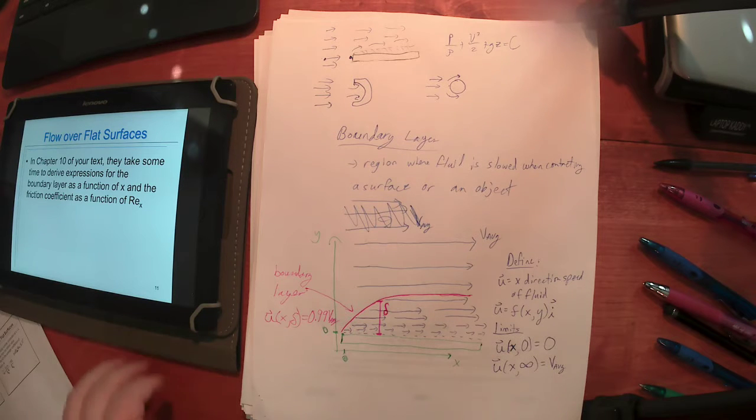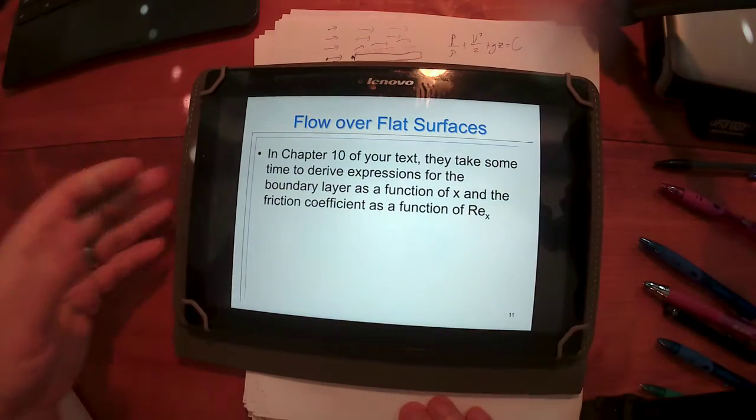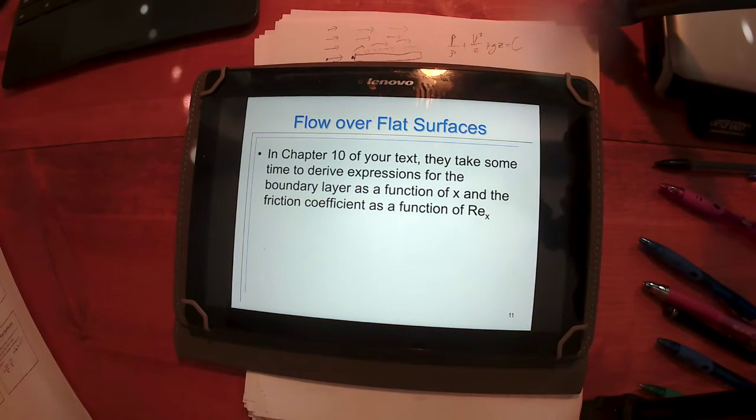Now, in our text, chapters 9 and 10, I don't know if you've noticed, we've gone from 8 to 11. We've skipped over chapters 9 and 10. Chapters 9 and 10 talk about the Navier-Stokes equations. And that's really important stuff for those of you going into aerodynamics.